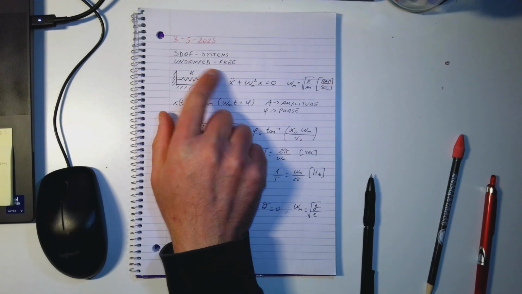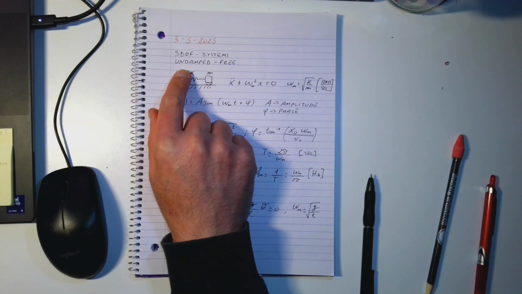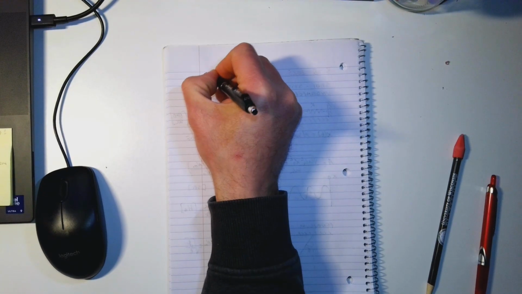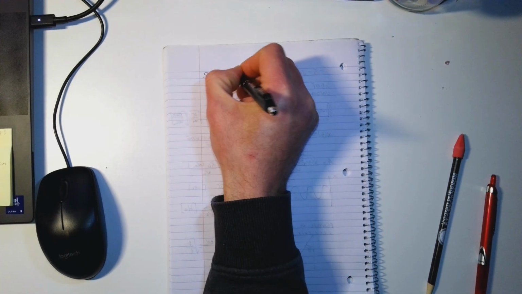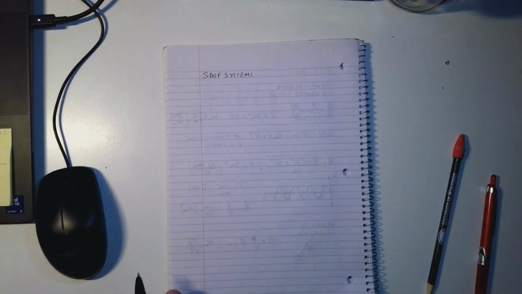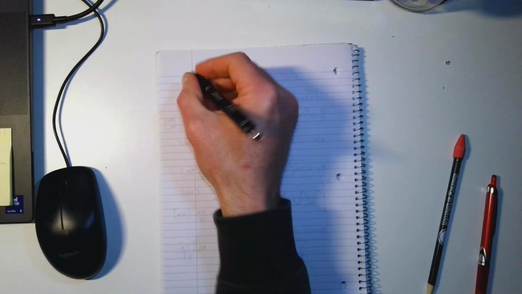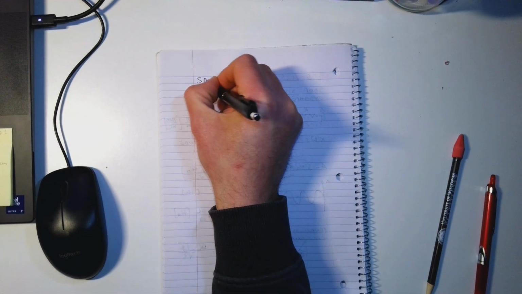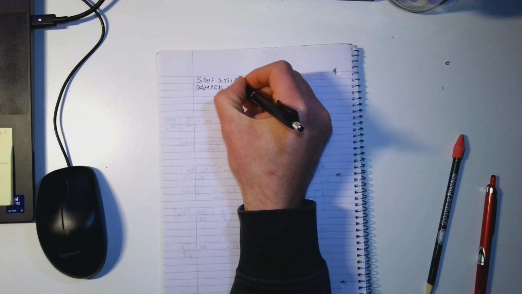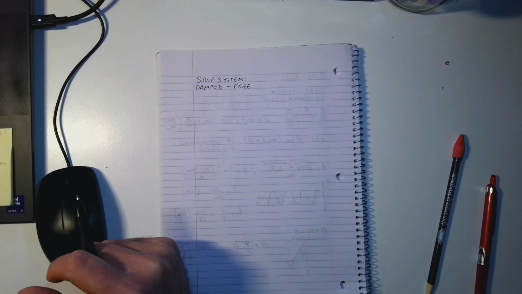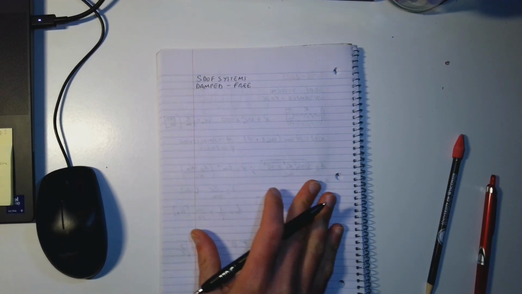So after talking about single degree of freedom systems, undamped and free, we moved to another type. So we talked about still single degree of freedom systems, but in the second round we introduced the damping. So in this case we talk about damped systems, still free. So far we didn't introduce any external force to our system, so it's still a free system.